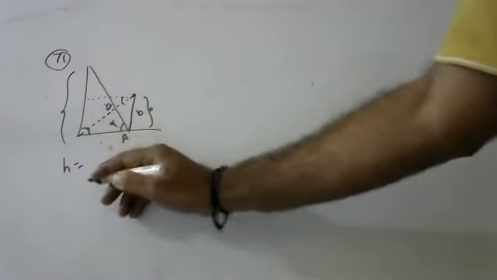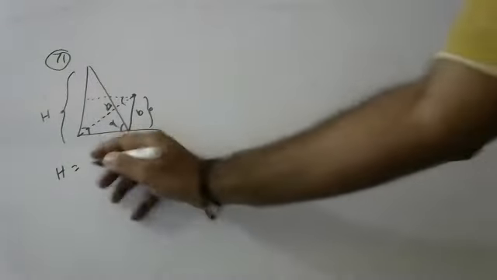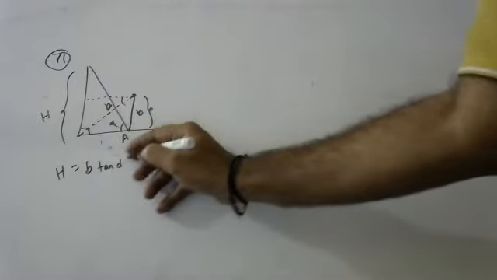Prove that the height of the tower, the entire height of the tower, is B tan alpha cot beta. This is the question. Those who did not understand the question, I will explain again, children. Just listen.